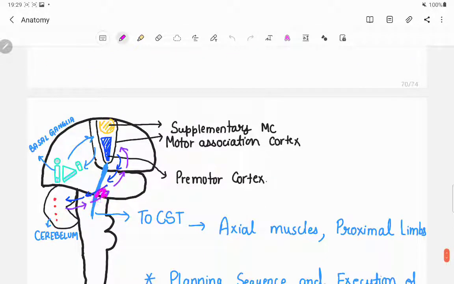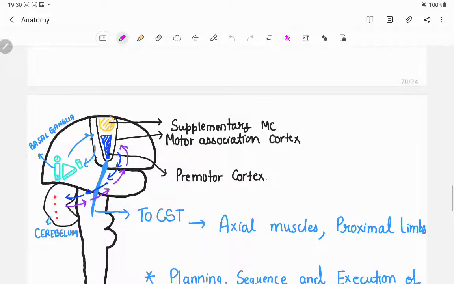See, this blue trunk is directly contributing to the same pathway which was supplied by the primary motor cortex to the corticobulbar tracts and the corticospinal tracts, but this only supplies the corticospinal tract, as you are seeing here. This is the supplementary motor cortex. This is the motor association cortex, and together this complete region is called the motor association cortex, and the one present below is called the premotor cortex. So the motor association cortex is made up of the supplementary motor cortex and premotor cortex together.